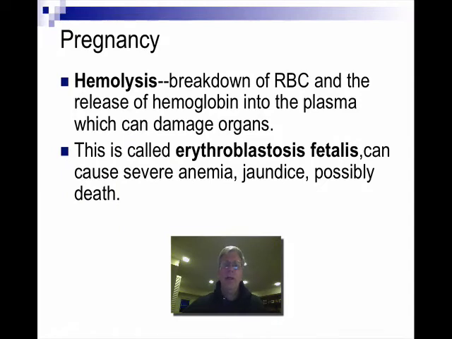Alright, so what is actually happening when mom's antibodies attack baby's blood? The term for it is called hemolysis, and this is going to cause ultimately a breakdown of the red blood cells. After they clump and agglutinate together, they're going to be destroyed by our immune system. It's going to dump massive amounts of hemoglobin into the plasma, which can damage the organs. This particular disease is called erythroblastosis fetalis, and as I mentioned, it can cause death possibly, or at least severe anemia and or jaundice.